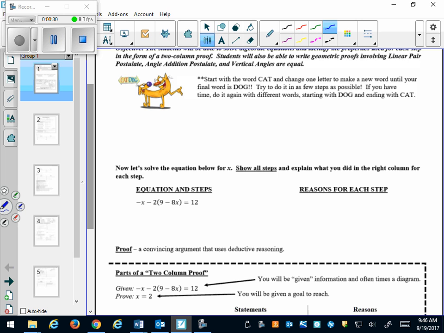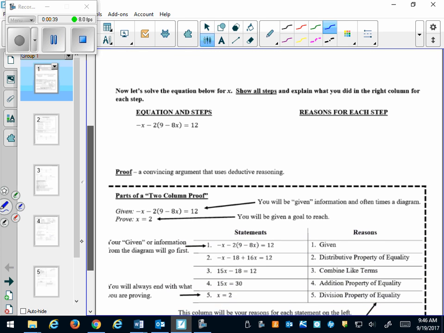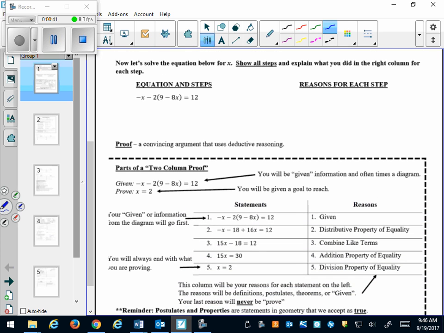Okay, so in class we're going to start with this little activity where you try to get cat to be dog by changing one letter at a time, but for the video I'm going to just continue on. You did a worksheet where you were highlighting the steps that you would take to solve algebraically. This was like a preview to what the proofs are going to look like.